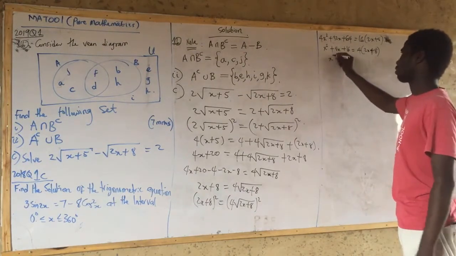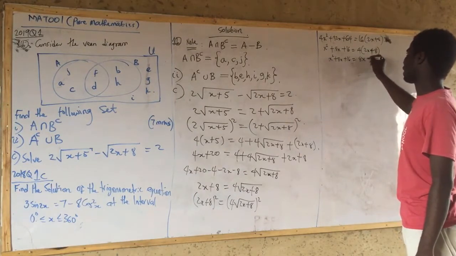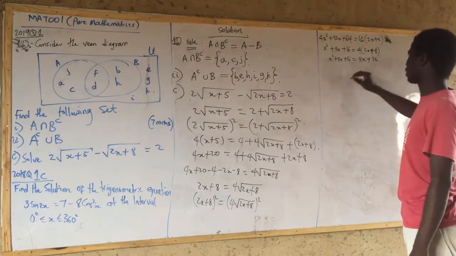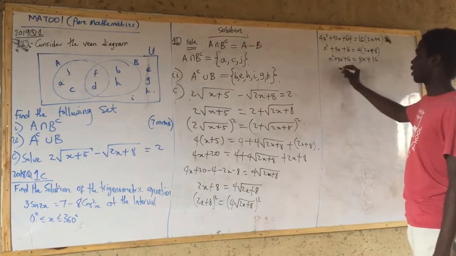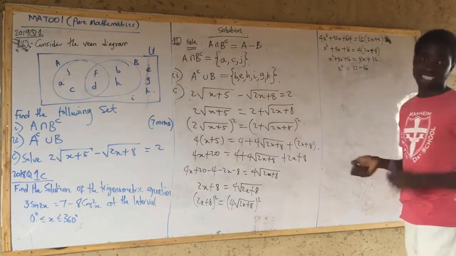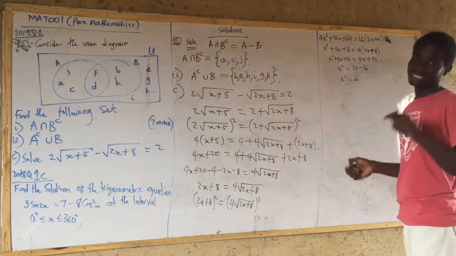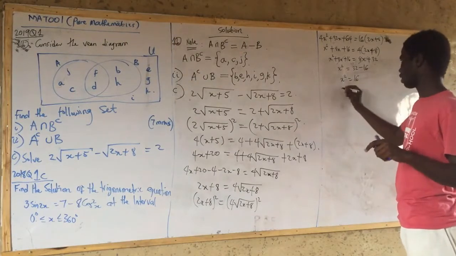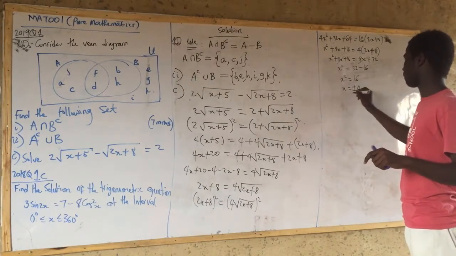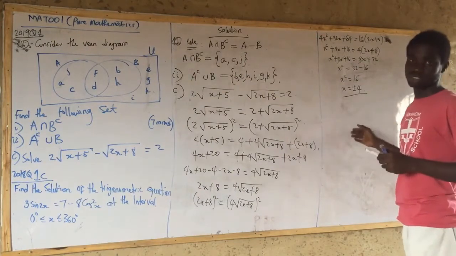So you have x squared plus 8x plus 16 equal to 8x plus 32. 8x cancels 8x, you'll be left with x squared is equal to 32 minus 16. That's what you'll be left with. Now this is x squared equals 16. Take the square root of both sides. x equals plus or minus 4. That is what you are going to get.